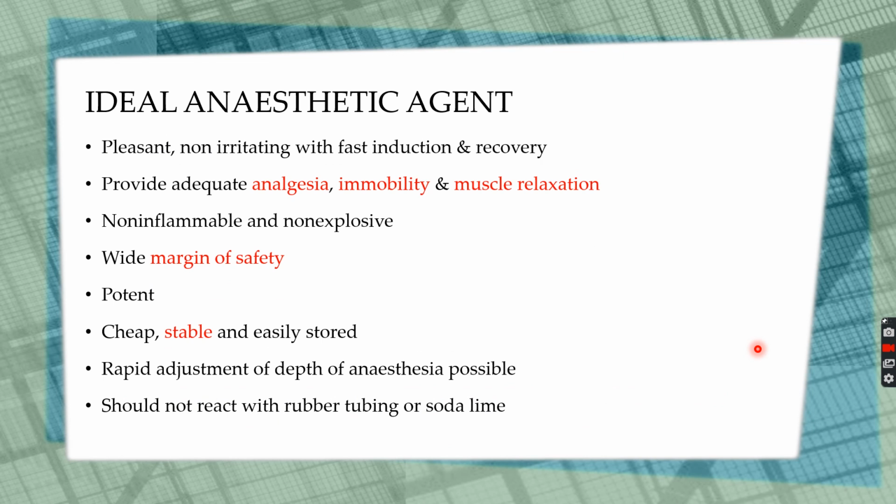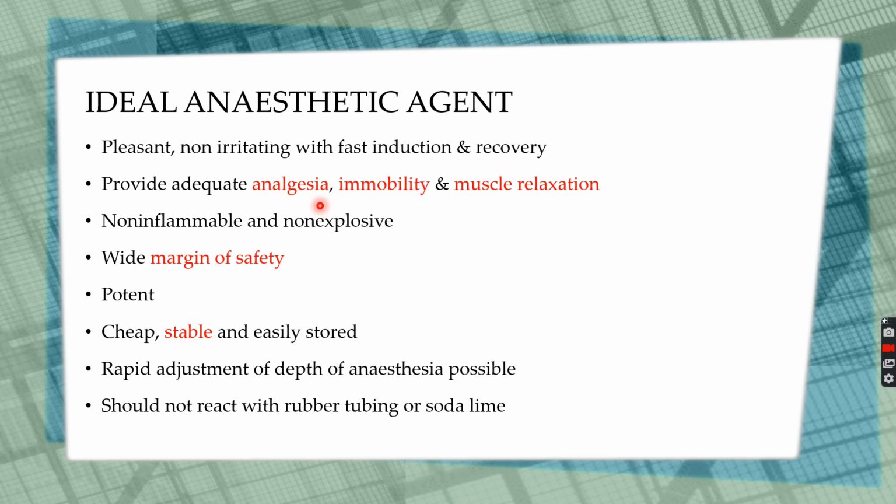Now, what constitutes an ideal anesthetic agent, or what are the properties of an ideal anesthetic agent? The first thing is the drug should be pleasant, non-irritating. It should have a fast induction and fast recovery. This holds especially true when we are using gaseous agents or inhalational anesthetics. So while inhaling the drug, it should not produce any irritation in the nasal mucosa or in the nasopharynx. And another important property is the anesthesia should happen fast, and the recovery from the anesthesia also should not take much time.